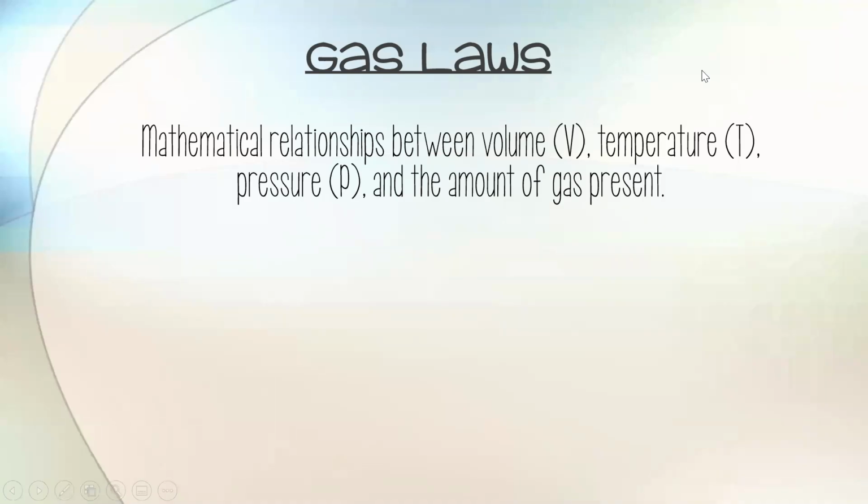So now that you know how to convert pressures and volumes and temperatures, we can actually start our gas laws section. So gas laws are basically just a mathematical representation or relationship between volume, temperature, pressure, and the amount of gas present. So we're comparing V for volume, T for temperature, P for pressure to make our lives easier.